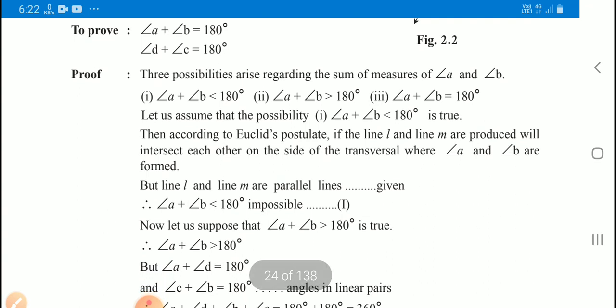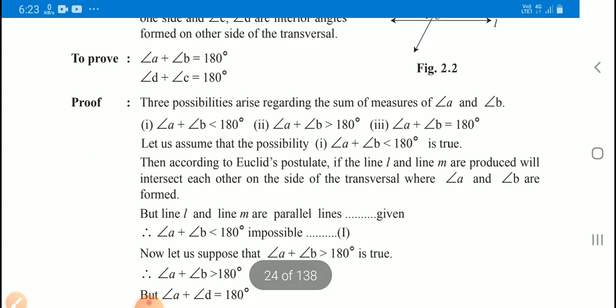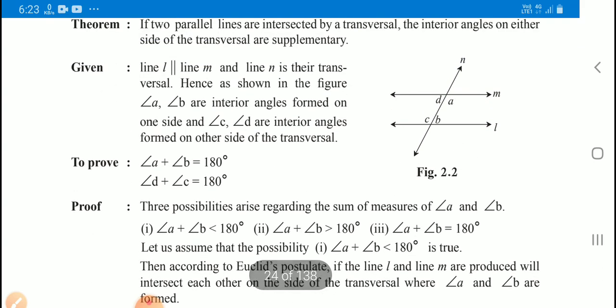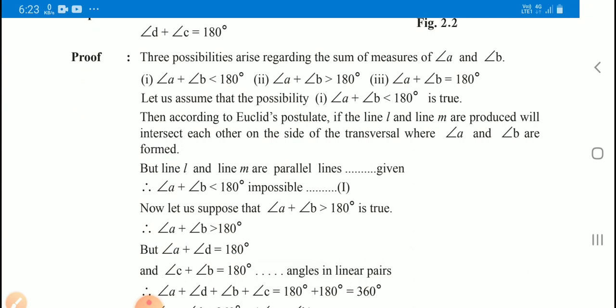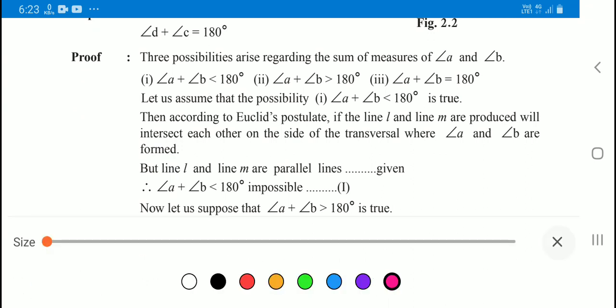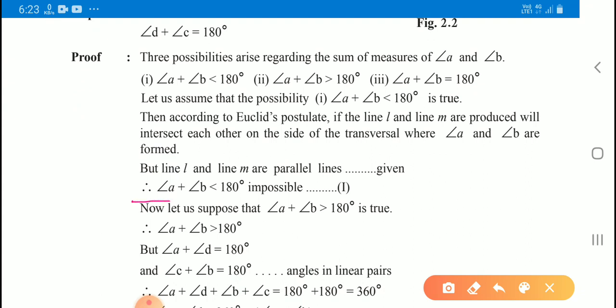Here we will see the indirect proof. Then according to Euclid's postulate, if line L and line M are produced, they will intersect each other on the side of the transversal where angle A and angle B are formed. If it is less than 180 degrees, then these two lines will intersect each other. But what is the given part? But line L and line M are parallel lines. That is given. So this statement is impossible. What is impossible? Angle A plus angle B is less than 180 degrees is impossible.